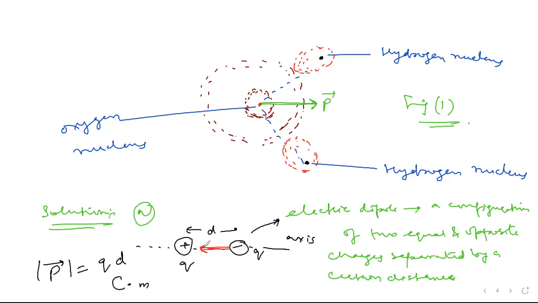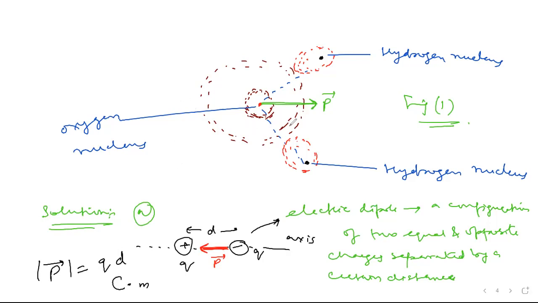So this is the electric dipole moment vector of this particular dipole. This vector lies along the axis and points from negative to positive charge, right? So let us move to this situation now.